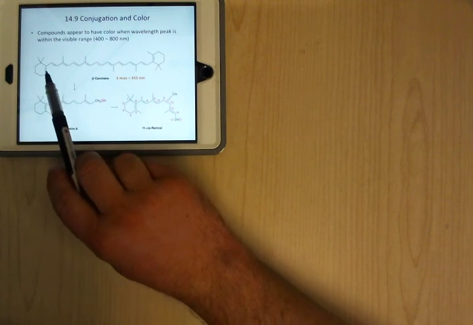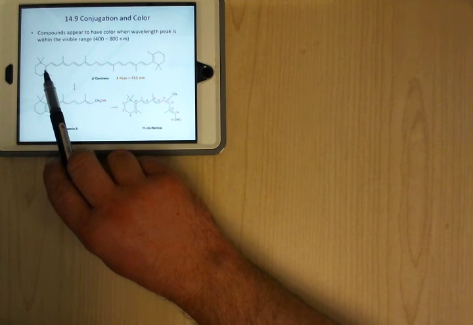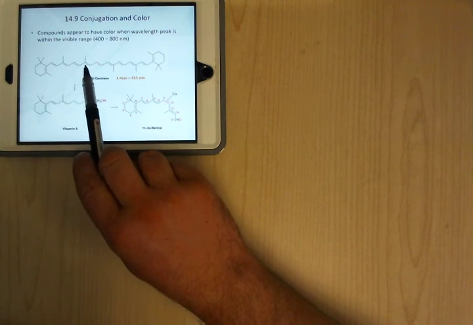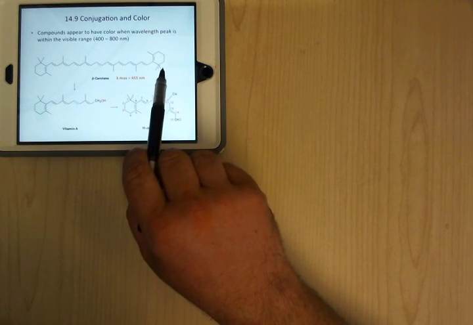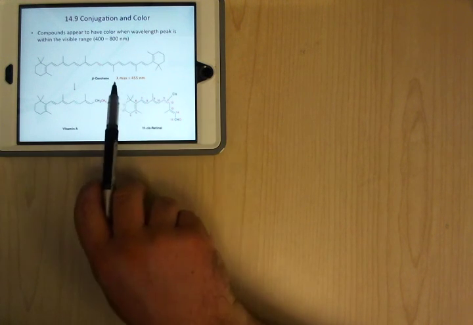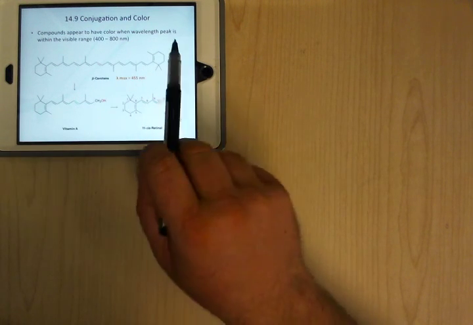And so biology can take advantage of that. You have beta carotene, which has 1, 2, 3, 4, 5, 6, 7, 8, 9, 10, 11 double bonds in conjugation. You're going to get a very long wavelength, 255, which is orange. So beta carotene is orange.